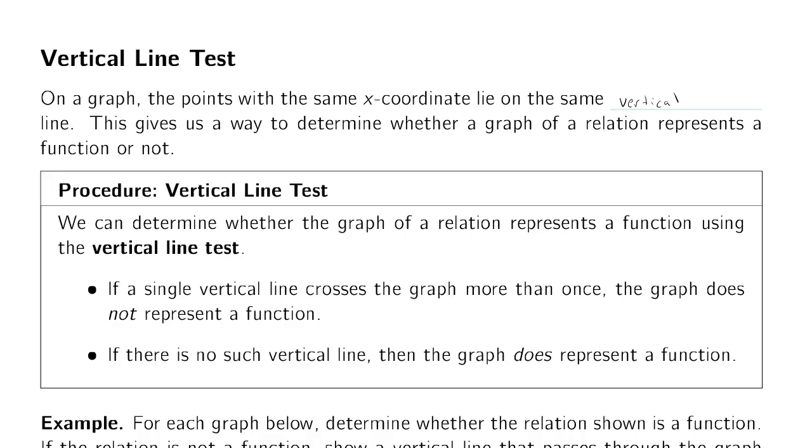And to use it, we consider every vertical line that passes through the graph. If we can find a single vertical line that crosses the graph more than once, that graph does not represent a function. If there's no vertical line like that, then the graph does represent a function. So to decide whether or not we have a function, we try to find a vertical line that crosses the graph more than once. If we can, we reject it as a function. If we cannot find such a line, then we keep it as a function. Let's see how we actually do that.